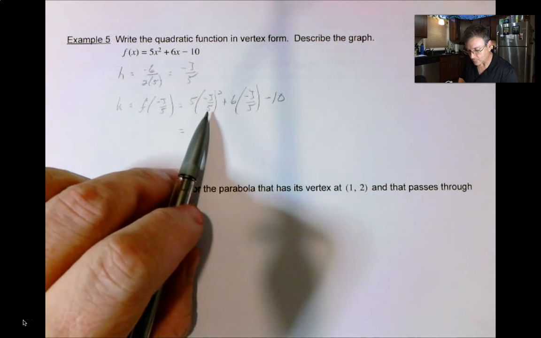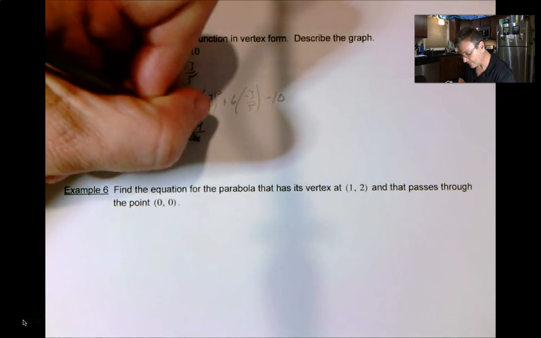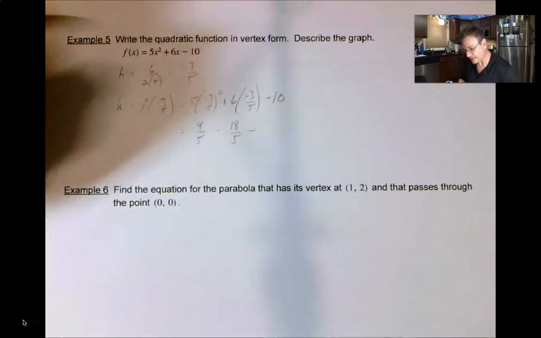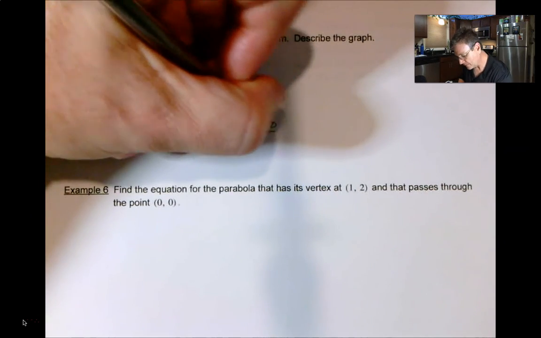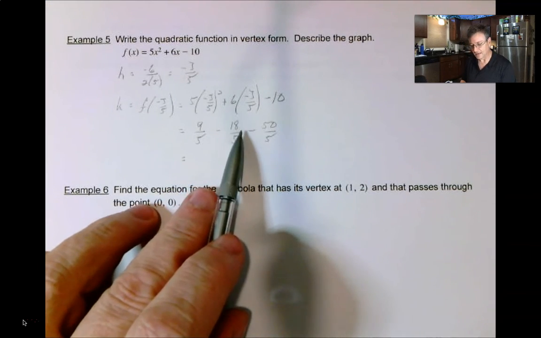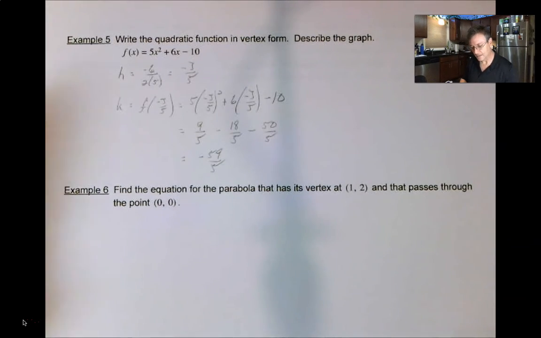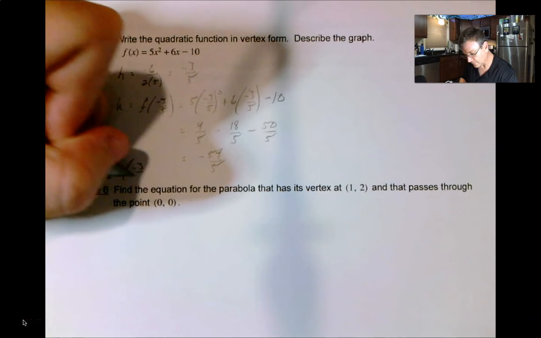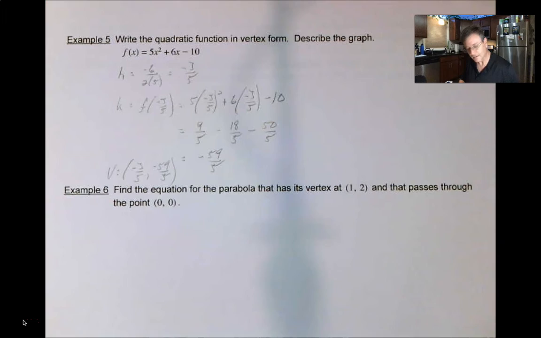This is going to be 9 25ths, but the 5 is going to reduce, so 9 fifths minus 18 fifths minus, and I'm going to put this as 50 fifths. 9 minus 18 is negative 9, negative 59 fifths. So our vertex is negative 3 fifths, comma, negative 59 fifths.